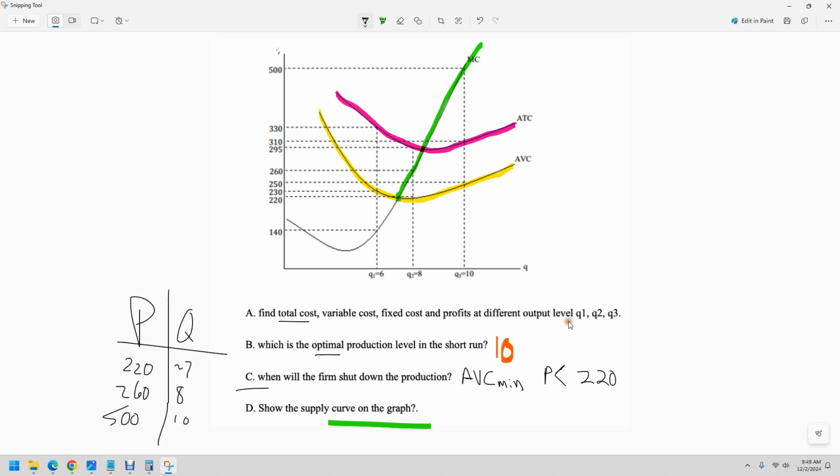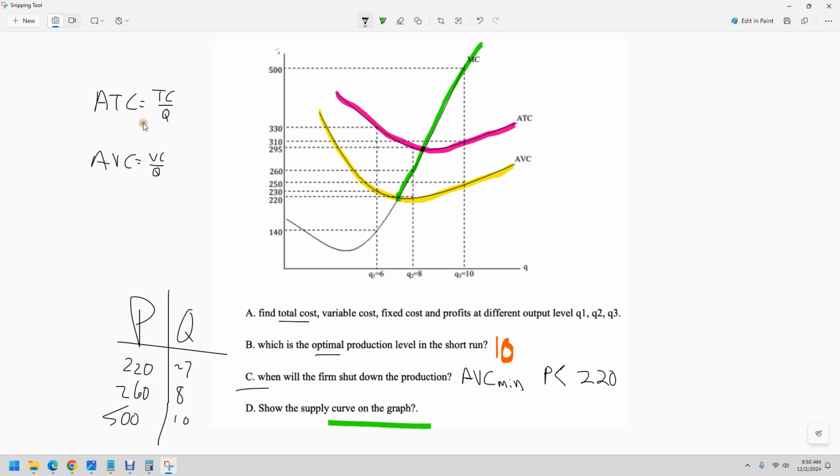Okay, let's do all of these. So total cost when the quantity is Q1, which is 6. So we're going to follow that up here. The formula that we're going to use, average total cost is equal to total cost over quantity. We can also use average variable cost equals variable cost over quantity. So for this one, quantity is 6. Average total cost is 330.